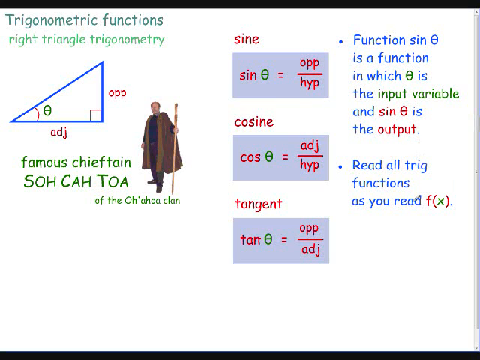This is the way we read all the functions. Just like function f of x, where x is the input, now you're reading sine of theta, where theta is the input. Cosine theta, theta is the input. Tangent theta, theta is the input. The output is one of these ratios, and you're going to be able to remember which one this way. This will get you started.